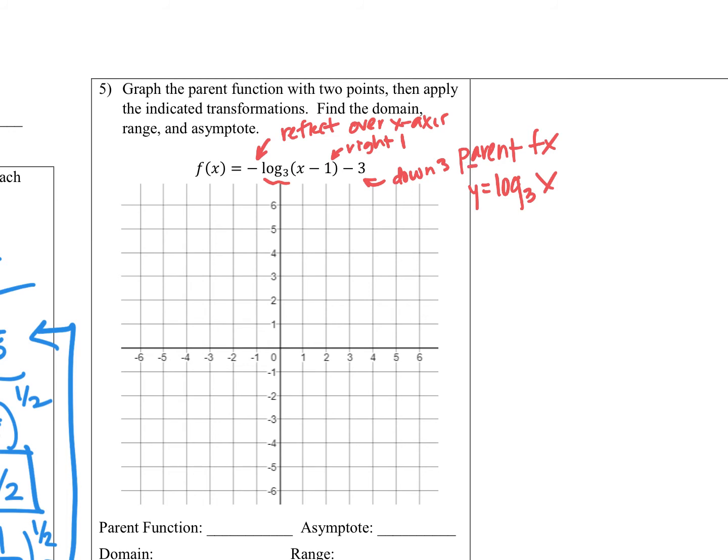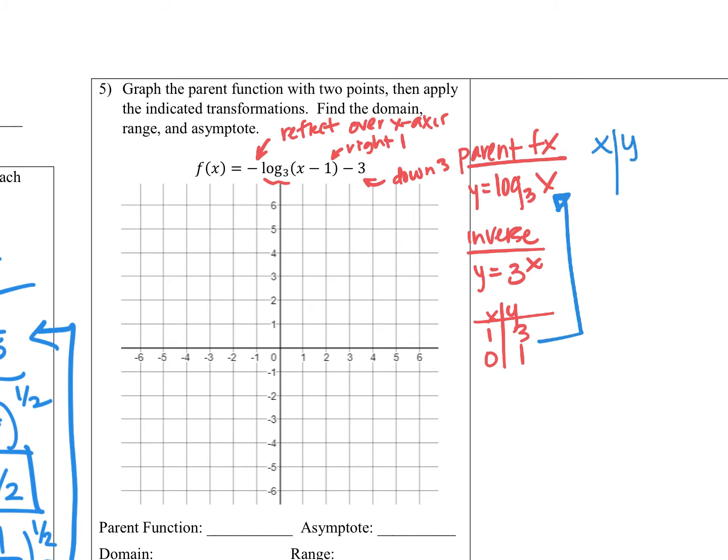So when I think about the parent function log base 3 of x, I actually want to graph, or at least make a table for its inverse. Remember, log is the inverse of the exponential function. And so if I make a small table, like we did in the other homework, put a 1 in, we get 3, a 0, and we get 1. We know without working too hard the table for the parent function, log base 3 of x.